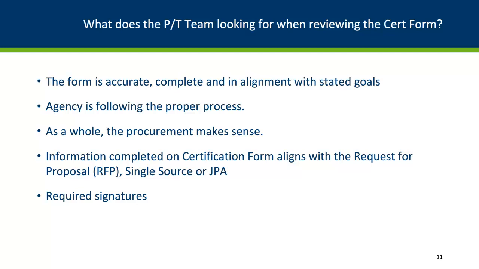And then we want to see that the information completed on the certification form aligns with the request for proposal, single source, or joint powers agreement. We look for alignment between the documents. Different dates or dollar levels could be just a typo, but we want to make sure that we have the correct information. And then we are going to look for the proper required signatures.